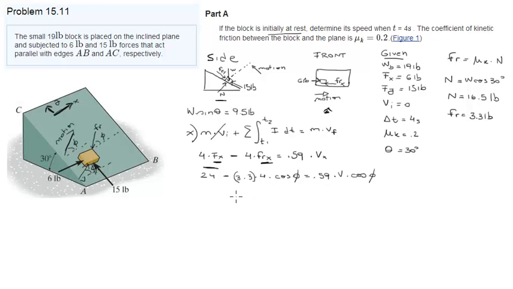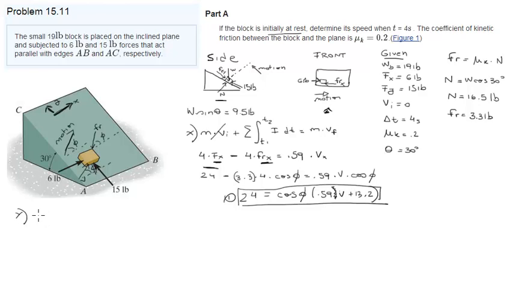Okay, so if we simplify this, in the end we're going to get 24 equals the cosine of phi times 0.59 V plus 13.2. This is going to be our first equation. Now let's do our second equation, which will be the same basic procedure but on the y.